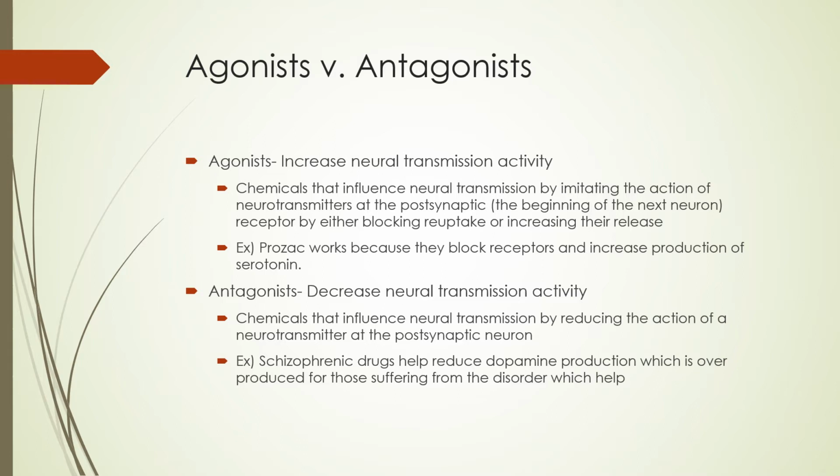The other type, antagonists here, decrease neurotransmission activity. So these are chemicals that influence neurotransmission by reducing the action of a neurotransmitter at the postsynaptic neuron. So for example, schizophrenic drugs help reduce dopamine production. For people who are schizophrenic, they have an overproduction of dopamine. And this helps to sort of balance out again or stop the production as much of dopamine.